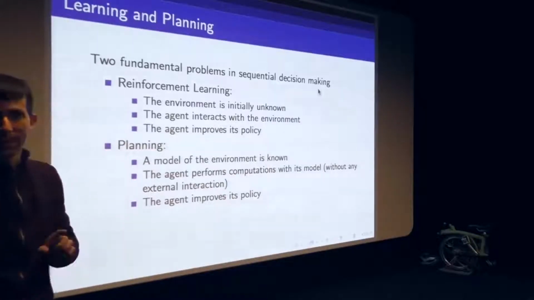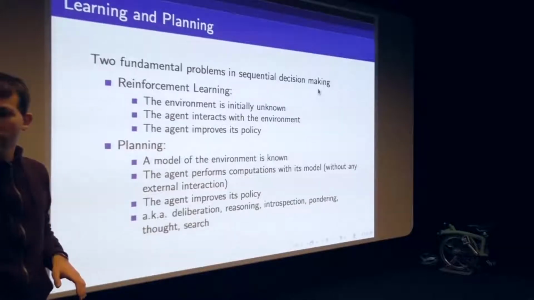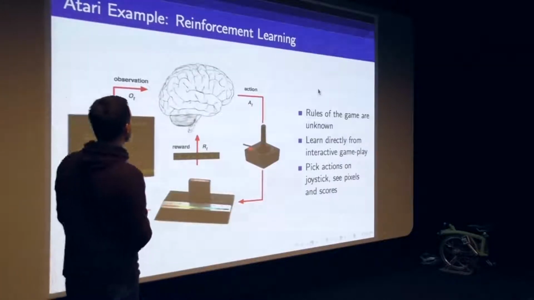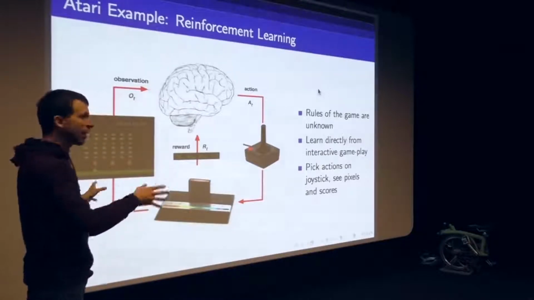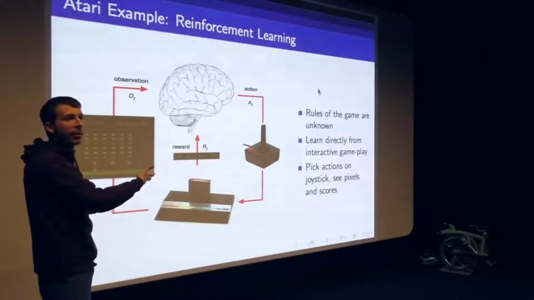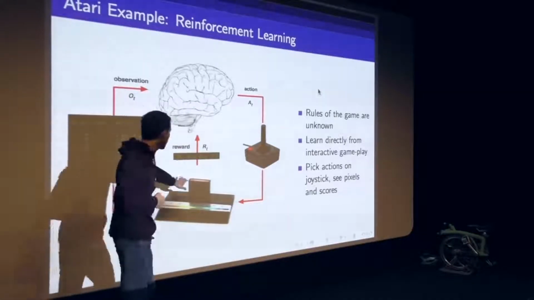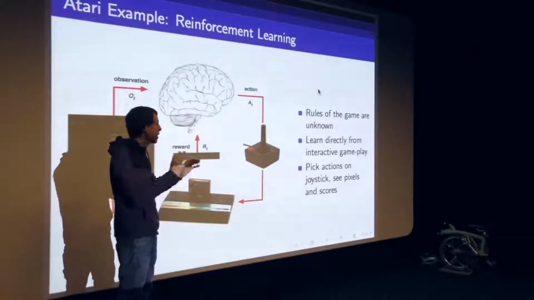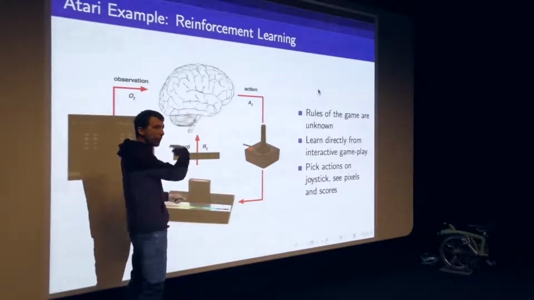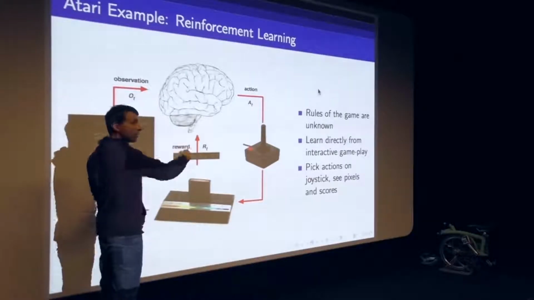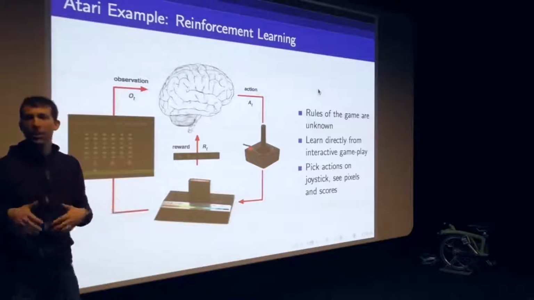So let's try and make this concrete again. Let's talk about the Atari problem again. I already went through this slide earlier, but this was the reinforcement learning problem. We start, no one told us how this emulator works. We just put our machine in front of this thing, and it's trying to figure it out through trial and error. We don't know the rules of the game, we just see the scores on the screen and get to control the joystick. That's the RL problem.